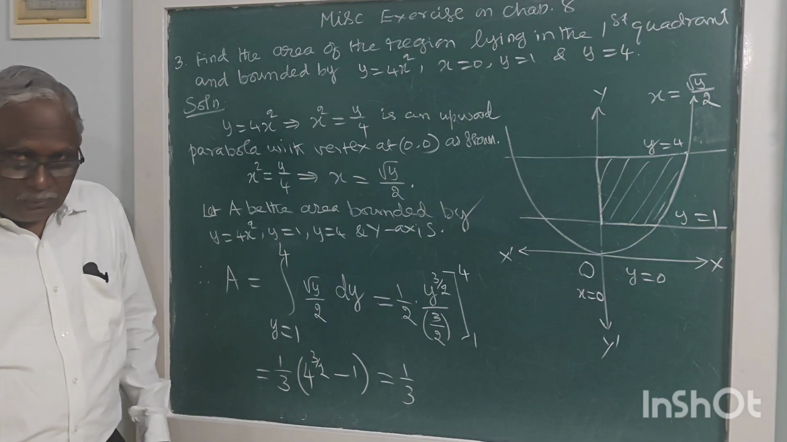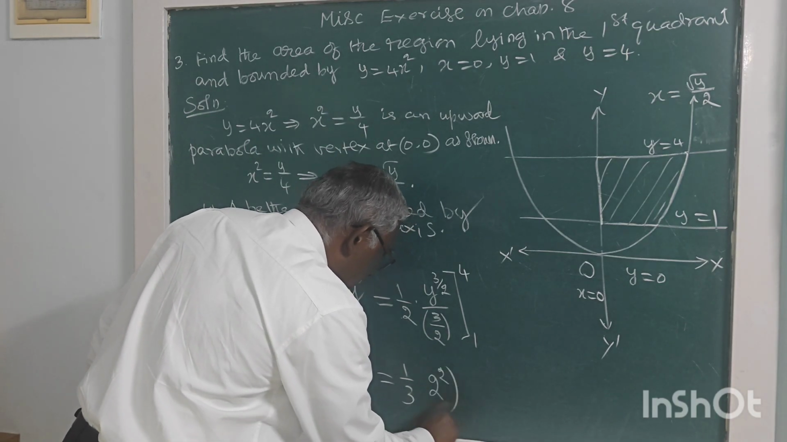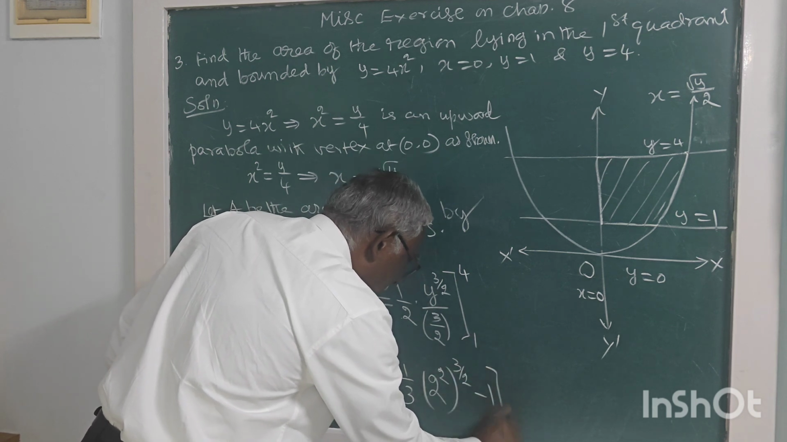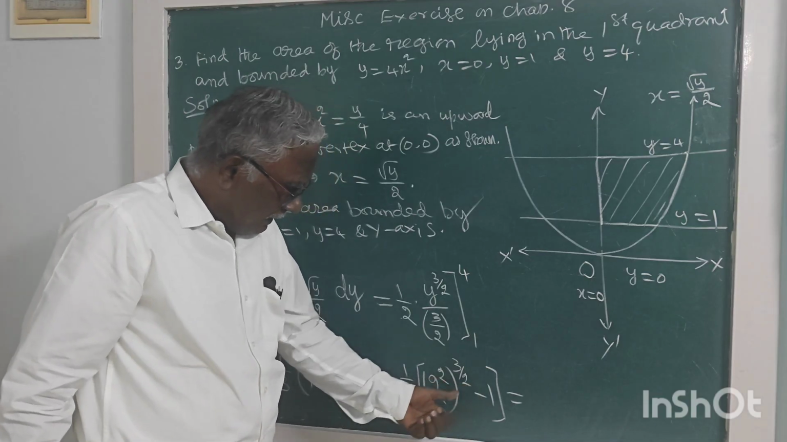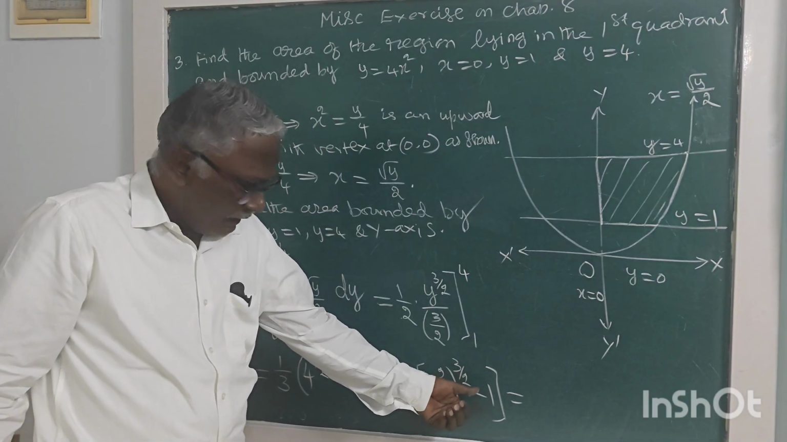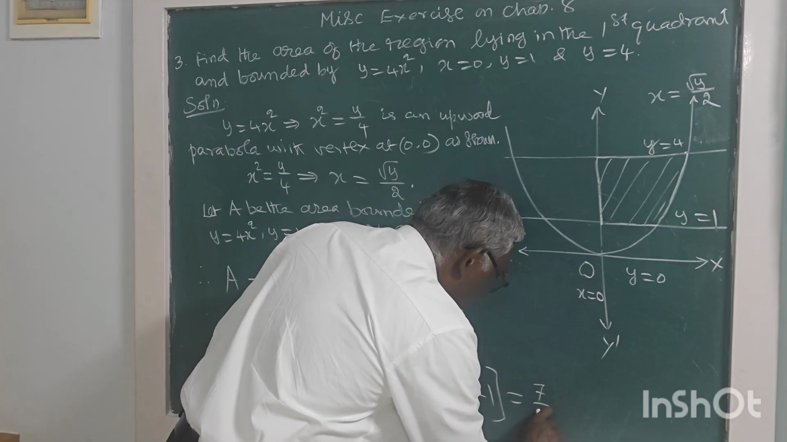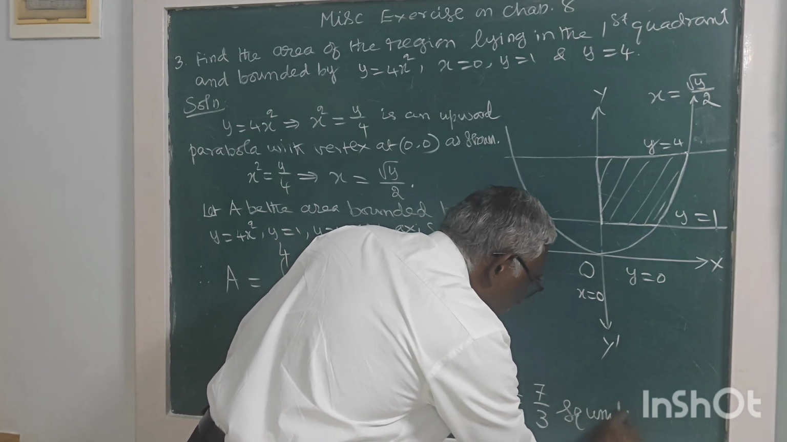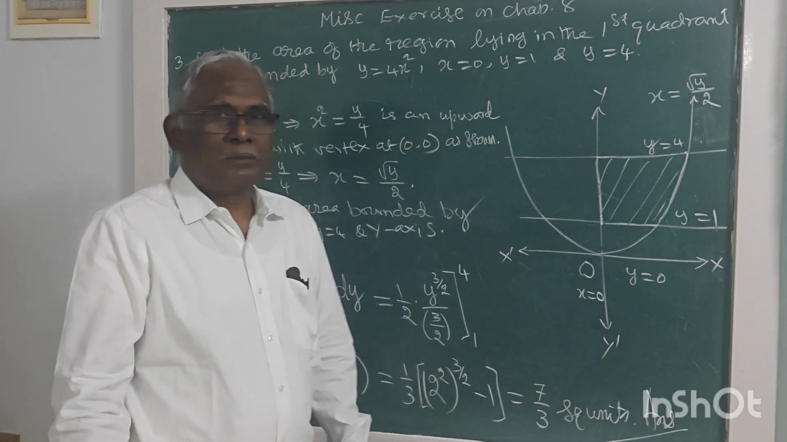So this is equal to 1 by 3 times, 4 we can write as 2 square. So 2 square power 3 by 2 minus 1. So 2 and 2 get cancelled. 2 power 3 is 8. 8 minus 1 is 7. 7 by 3. So 7 by 3 square units. So this is the answer.